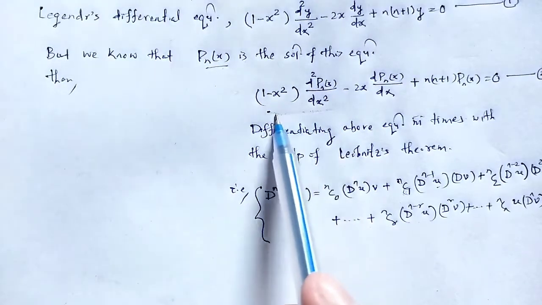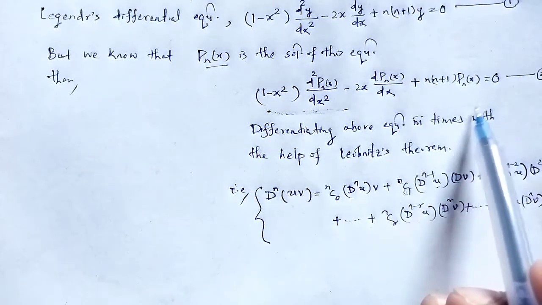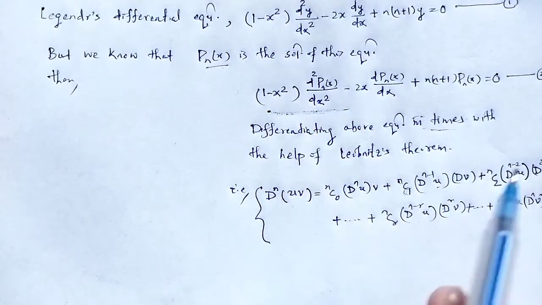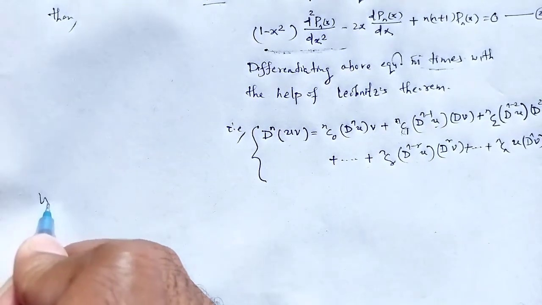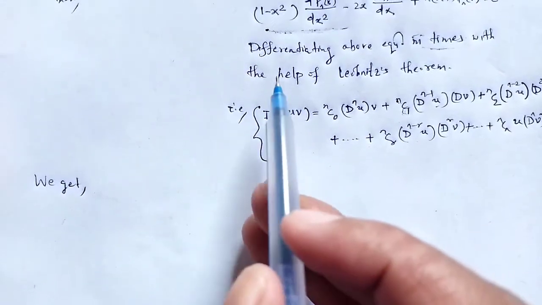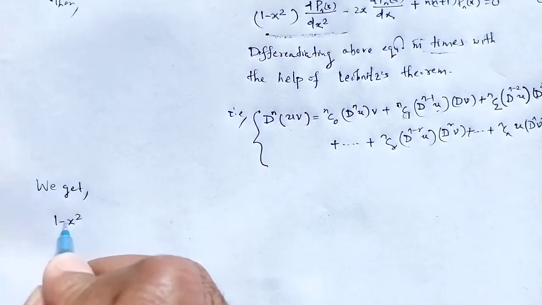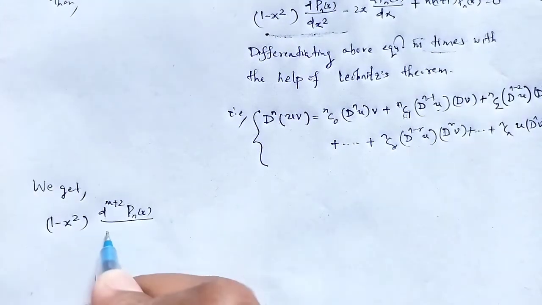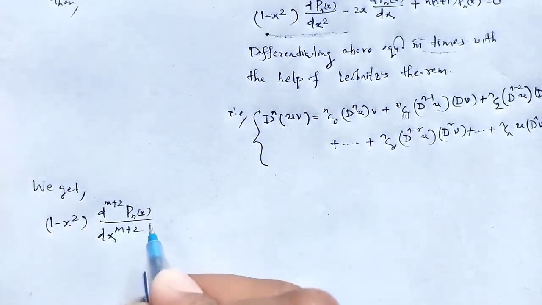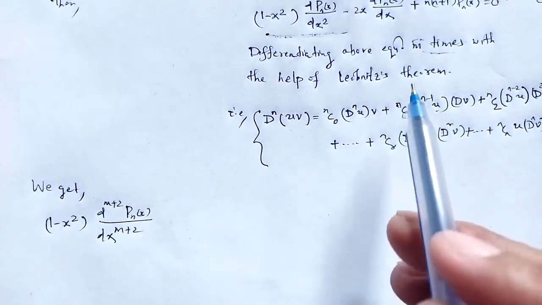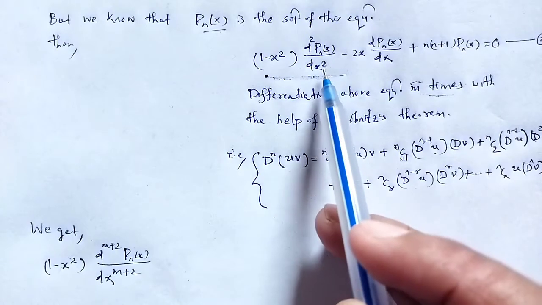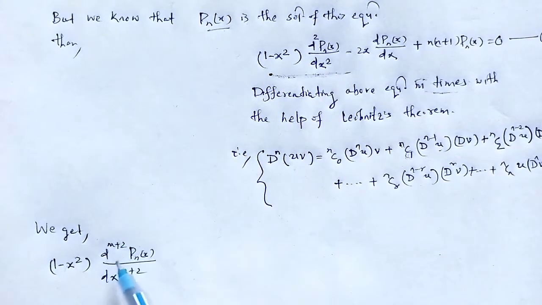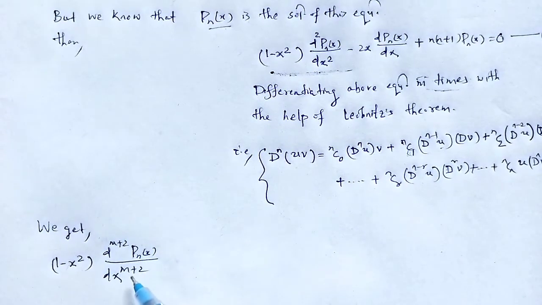Now here we use Leibniz's theorem, since we have to differentiate that equation m times. We differentiate the product of two. What we get is the equation (1 minus x squared) d^(m+2)Pn(x)/dx^(m+2). Why is that m plus 2? We differentiated m times, but the term d²Pn(x)/dx² is second order differentiation. Therefore, when we proceed m times, the term will be the m plus 2 time differentiation.